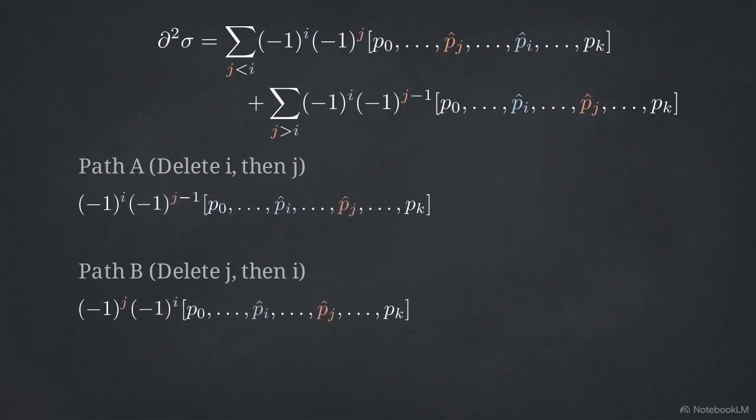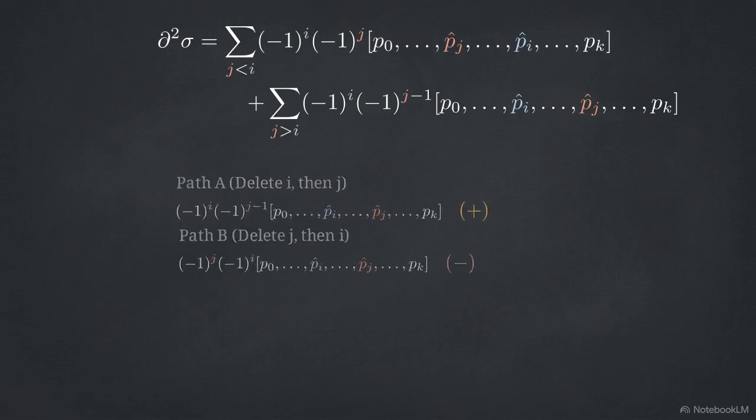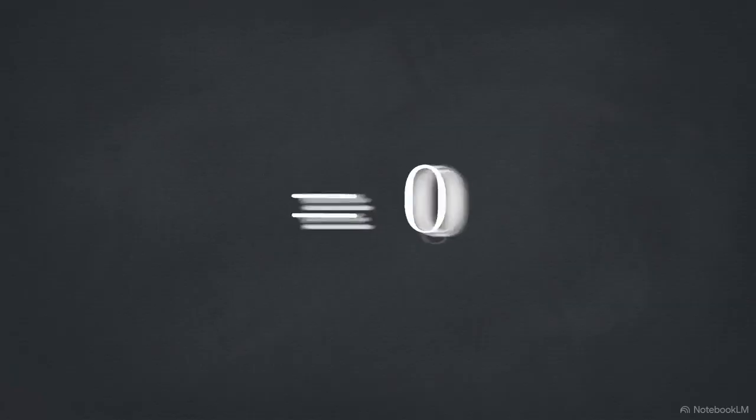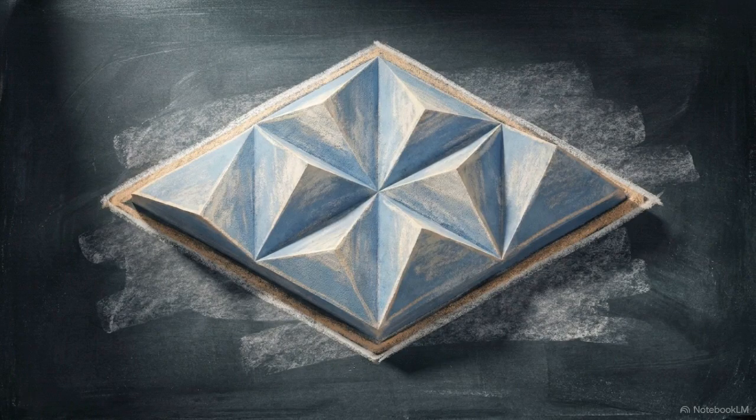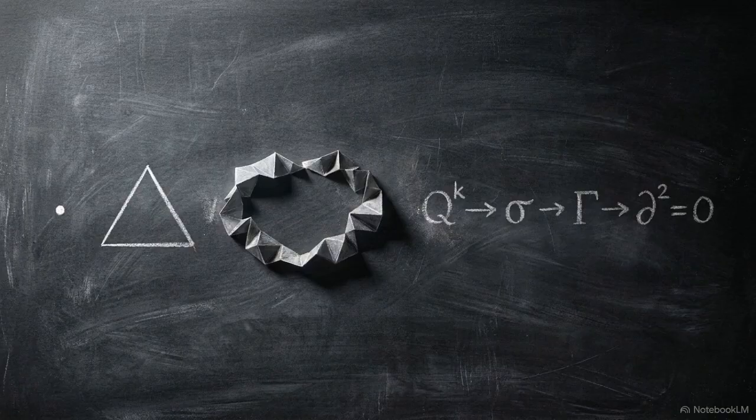When you apply the operator twice, you delete two vertices. Because of the alternating signs, deleting vertex i then vertex j produces the opposite sign as deleting j then i. Because every edge combination appears exactly twice with opposing signs, the entire equation cancels itself out to zero. We have just demonstrated a core property of algebraic topology, that a boundary has no edges, using basic algebraic cancellation.